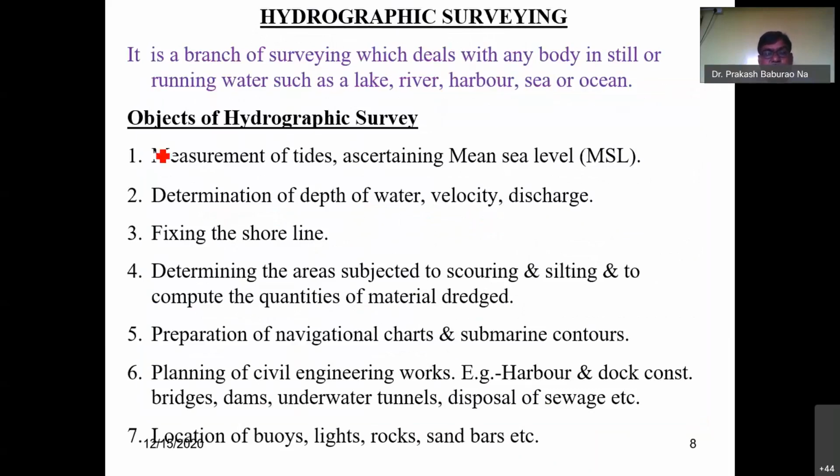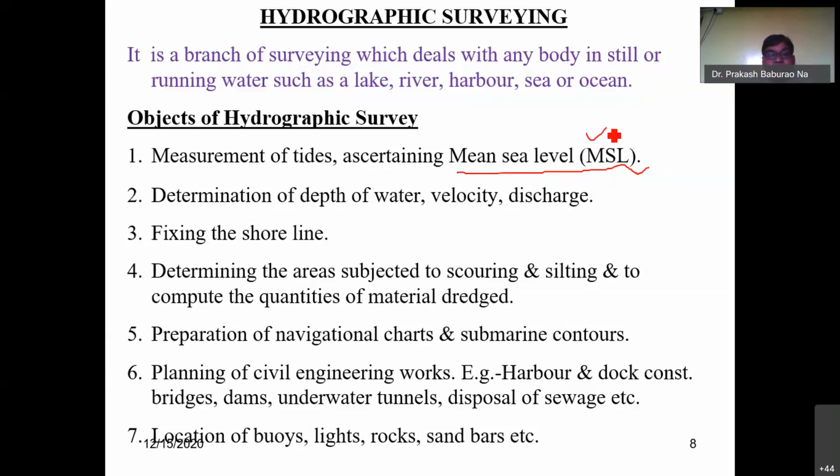So the first object under this hydrographic surveying is the measurement of the tides, which is done to fix the mean sea level. Once it is fixed, nowadays we are utilizing this MSL. If you look at any hydraulic structure and observe its salient features, you will not get information in terms of length of dam, height of dam, or width of the dam, but you will get the information in terms of the RLs, as well as the location of the dam related to the MSL.